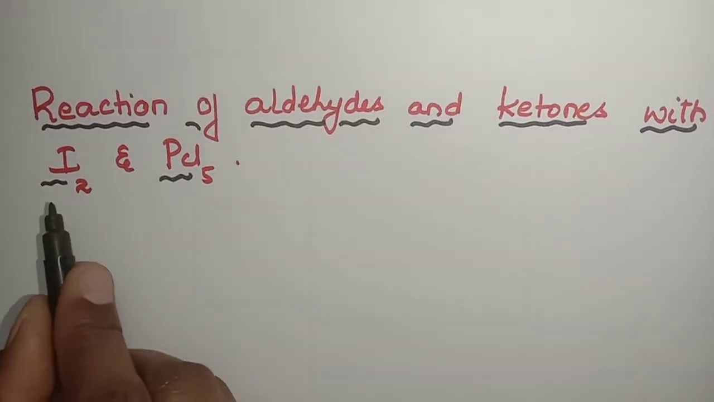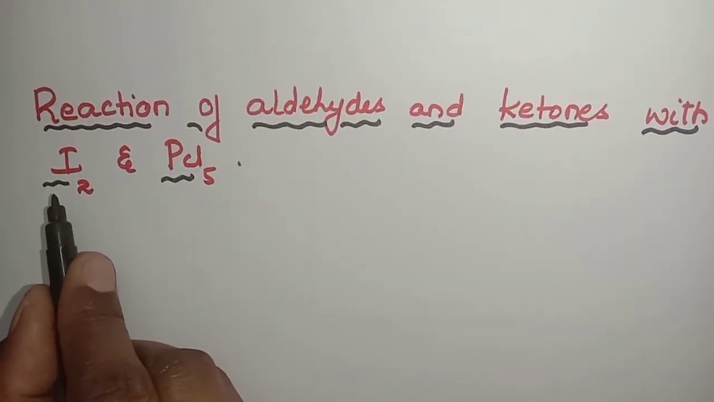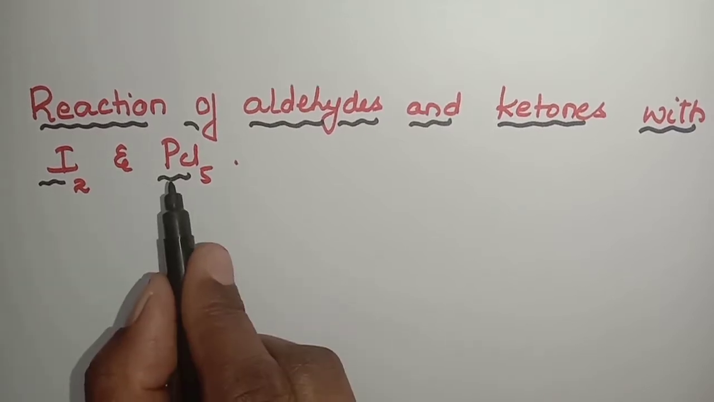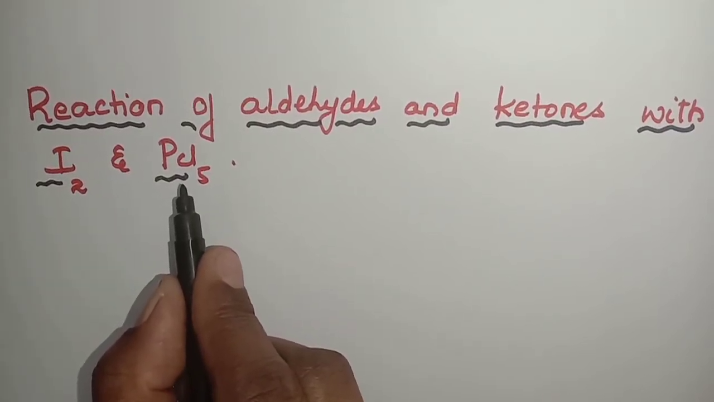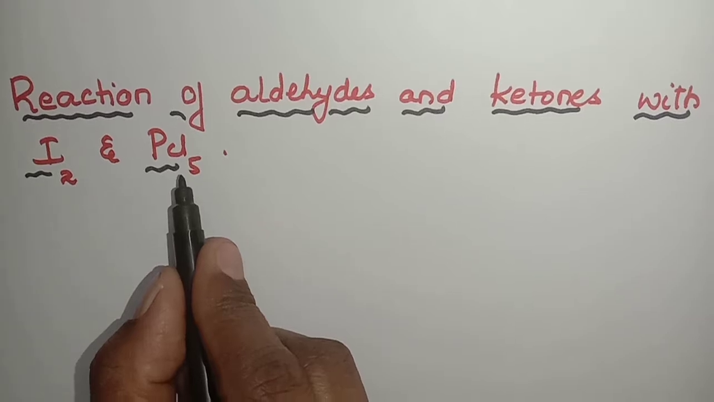Today we are going to learn two more reactions of aldehydes and ketones. First one is with iodine, which is called the iodoform test, and the other one is reaction with PCl5, that is phosphorus pentachloride.